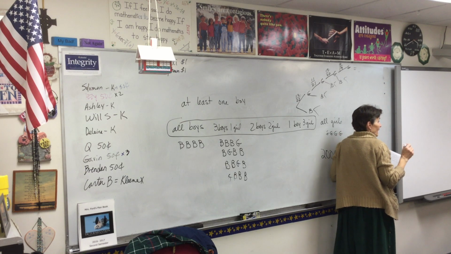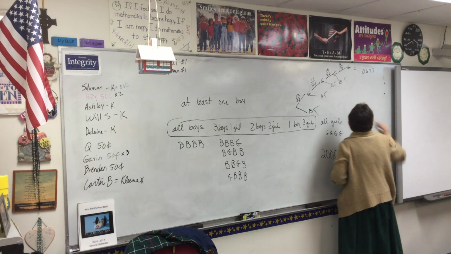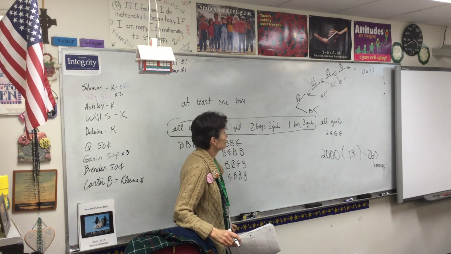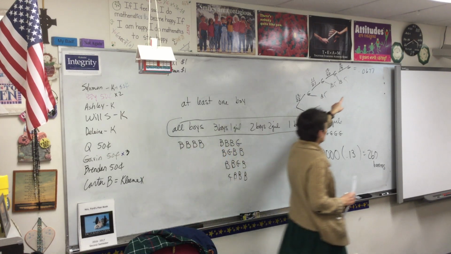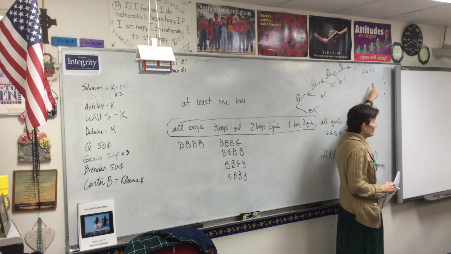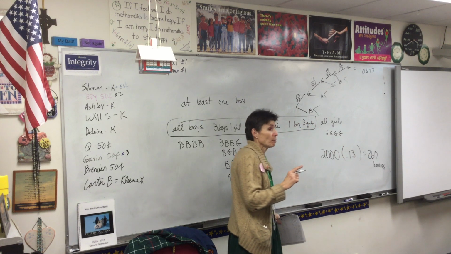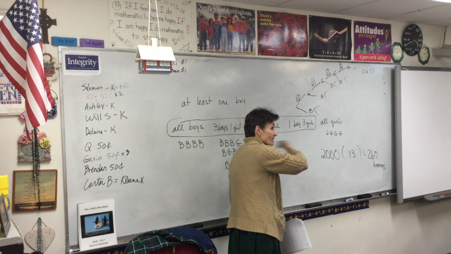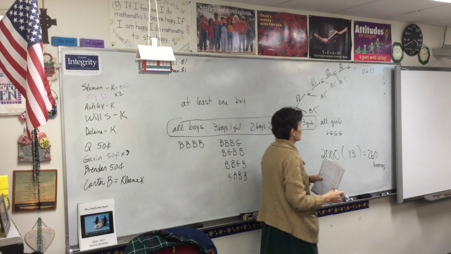I need somebody to say it loudly and clearly. 0.0677. Yeah, perfect. Now, what does that number represent? That's the probability of all girls. Now, the question didn't want the probability of all girls. The question wanted all the other things. So subtract that from 1, and that will be the answer to the question.